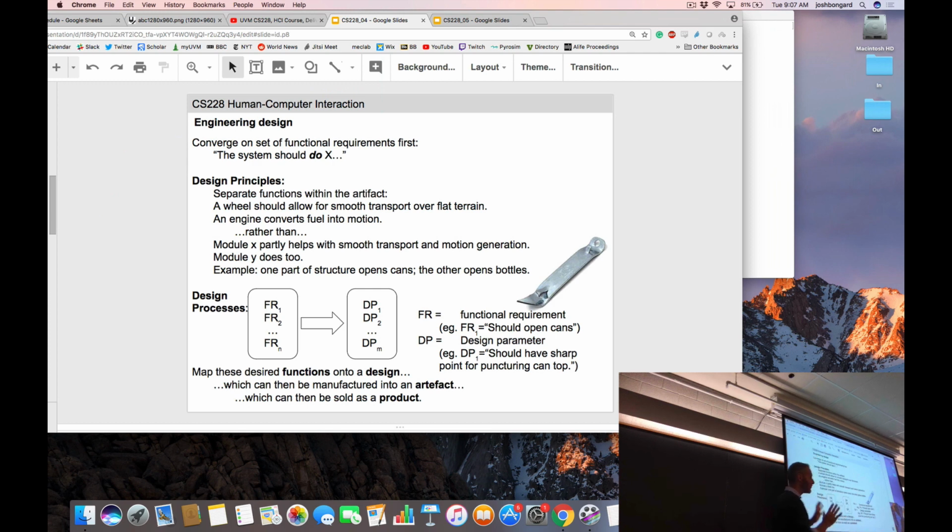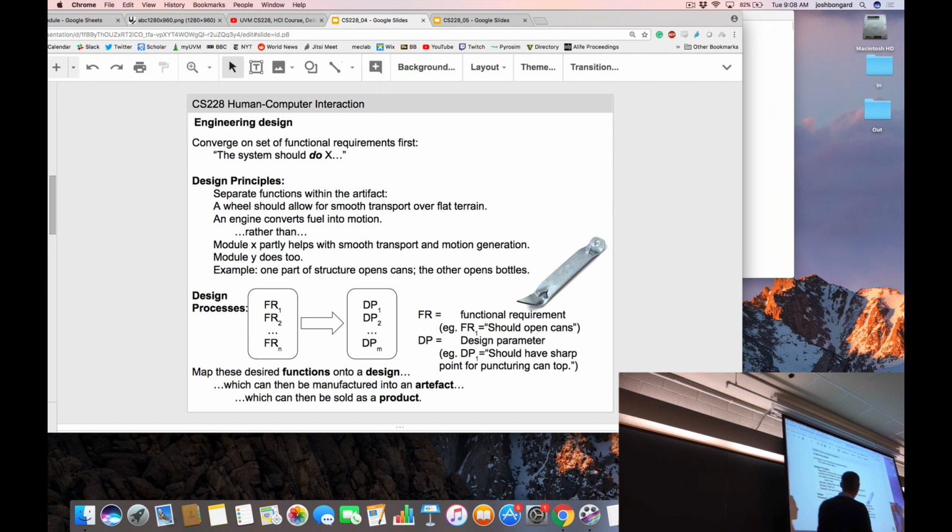Modularity is so deeply embedded in the way that we build things, we often don't think about it. But in software design, it's easy to stray from this principle, right? Here's another well-designed system. We have a set of functional requirements. In fact, we have two. We want a device that should open cans, and another function, which is that it should open bottles. Two different FRs, FR1 and FR2.